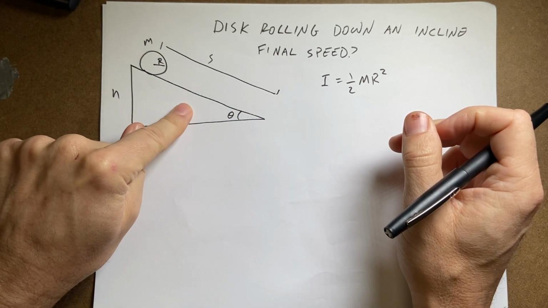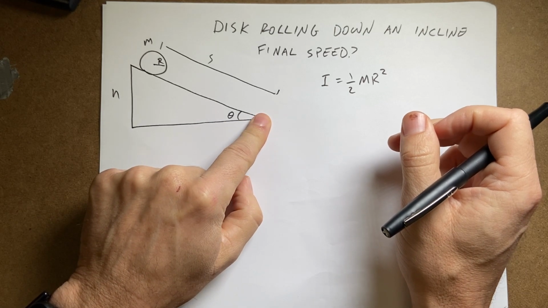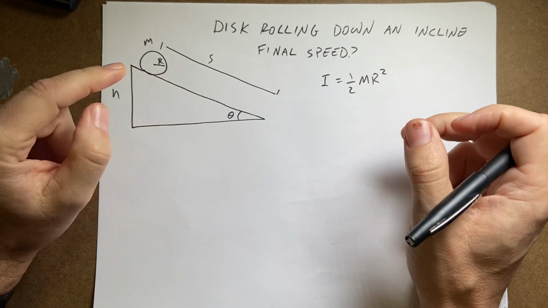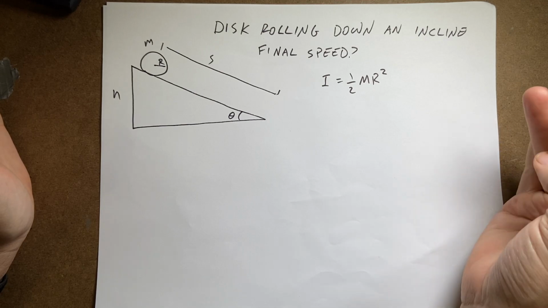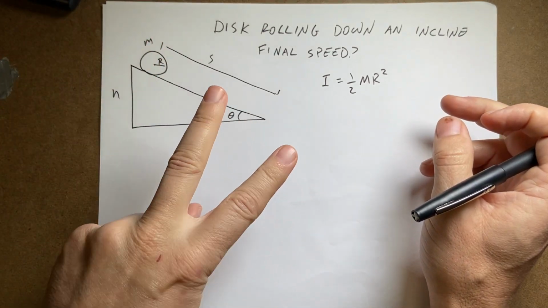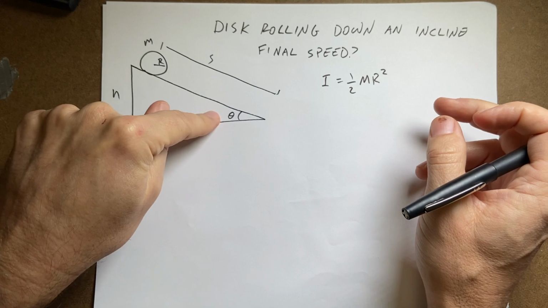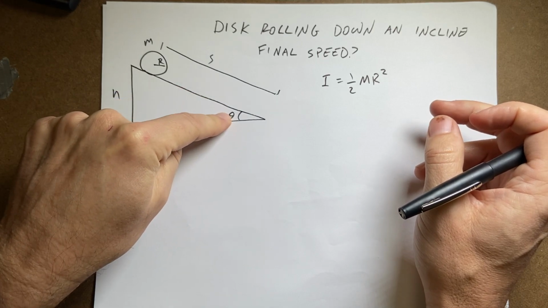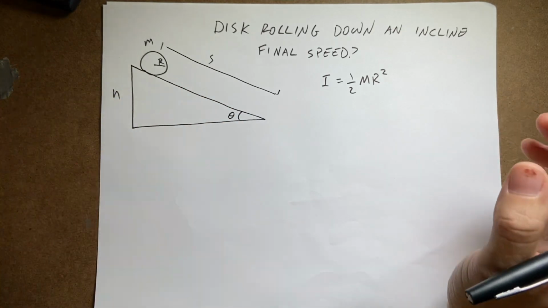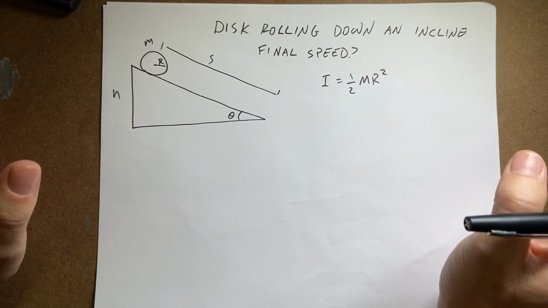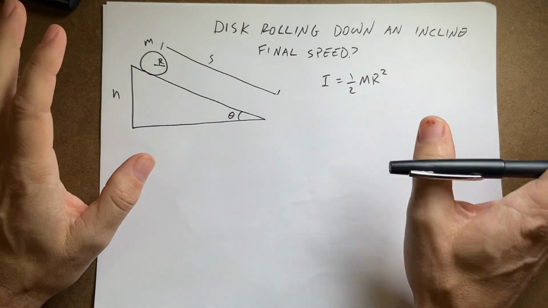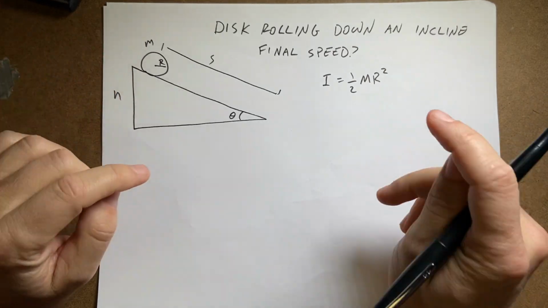But I'm going to show you how to find the final velocity at the bottom of this plane for a disk. It's easy to go from there to other objects, but I'm going to do a disk. And I'm going to do this two ways. The first way, I'm going to use the work energy principle to find the final velocity, and then I'm going to use forces and torque. I actually like the forces and torque way better, but the work energy way is more common. So let's get started.